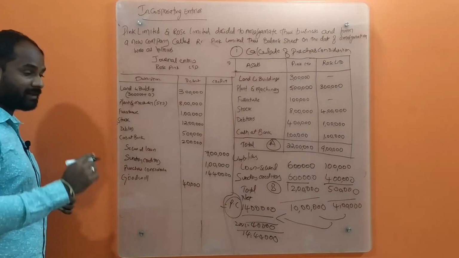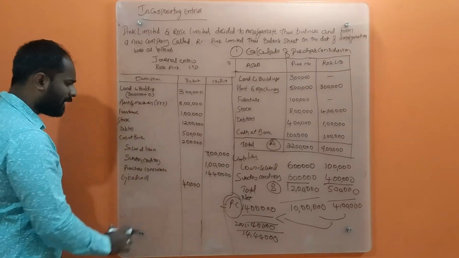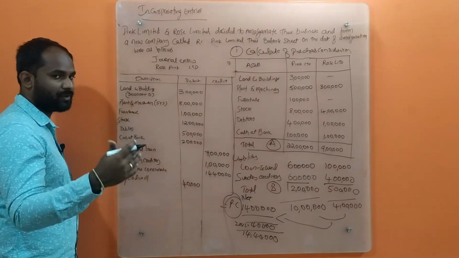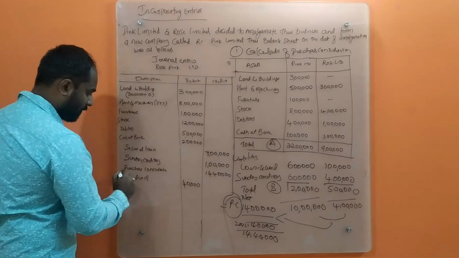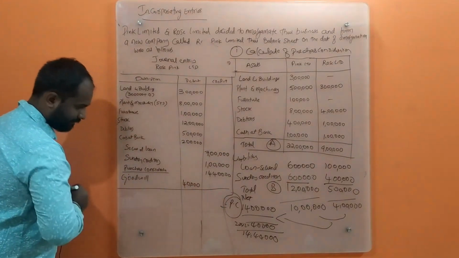That's it. Okay, so this is calculating the purchase consideration entry we have posted here, the opening journal entry. Next, discharge of PC. That entry also we have to post. Now you know how we discharge, right? We discharge through equity and through additional paid in capital. So this purchase consideration, this is one entry complete.